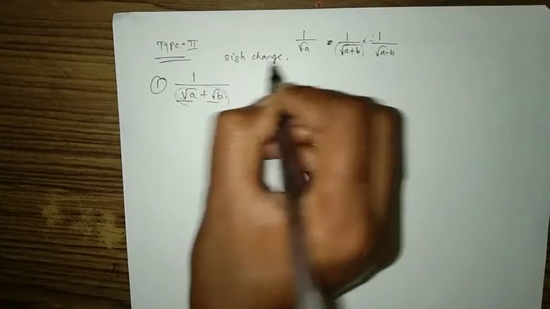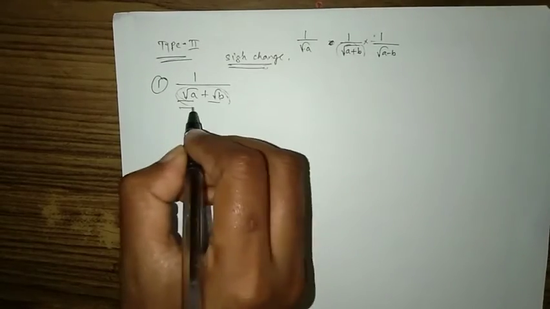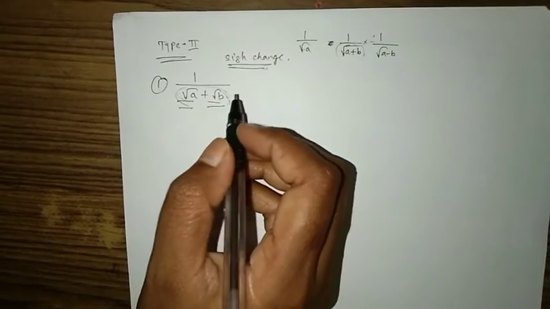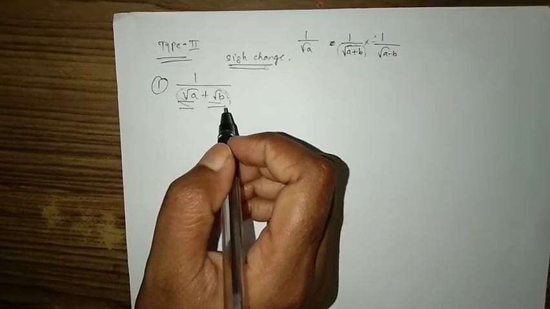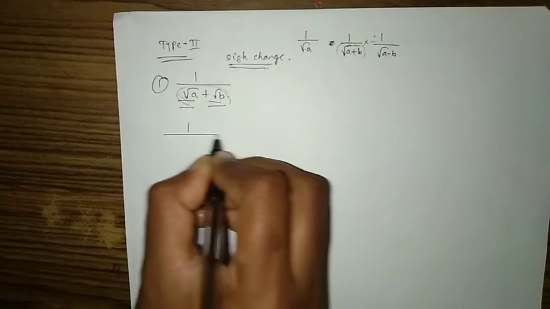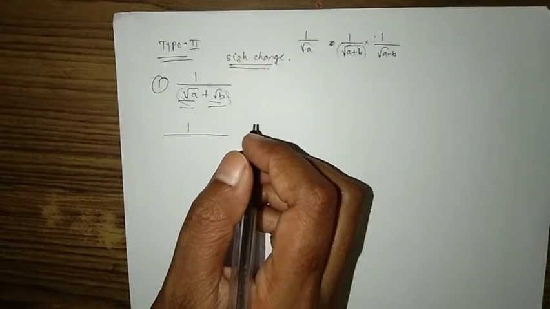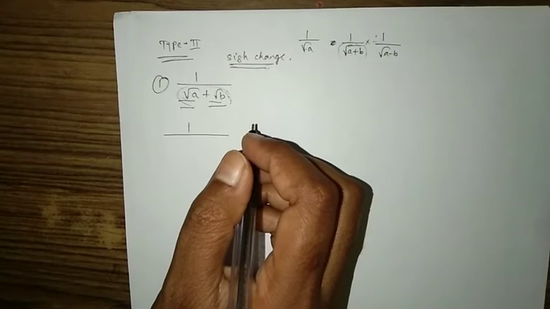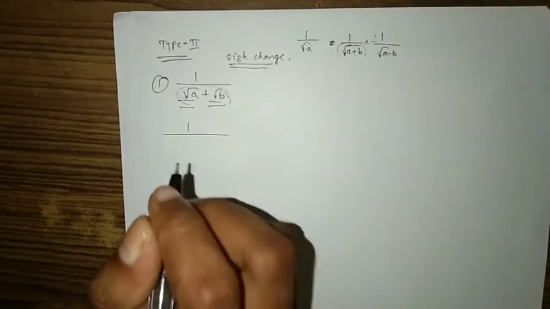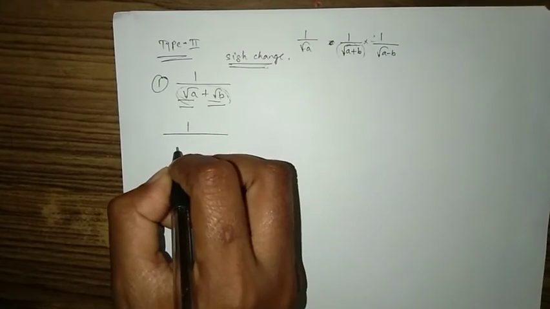This is important. You have to remember, if there are two terms, you have to change the sign. If you don't change the sign, you will get a wrong answer. You have to remember this.